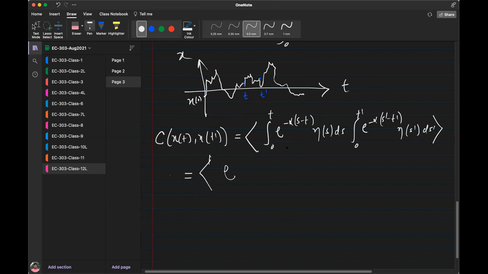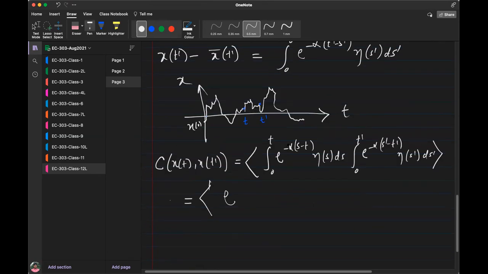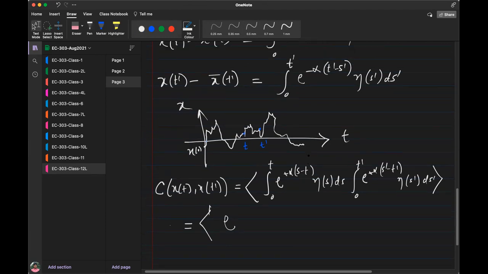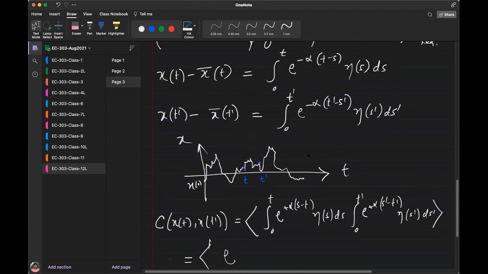Minus alpha t minus s. Oh, I just swapped. See, look. I'll just make it plus here now. Is that fine? That's the same, no? Yes, fine. Okay. Sorry, thanks for catching that.